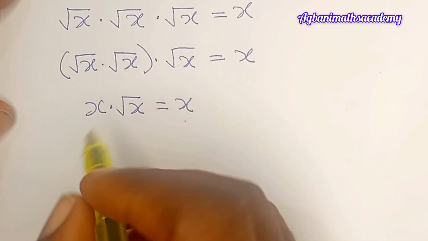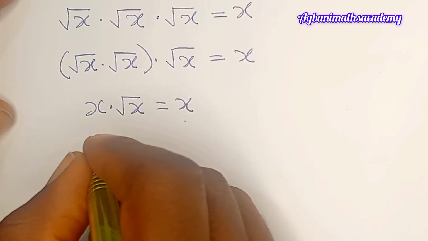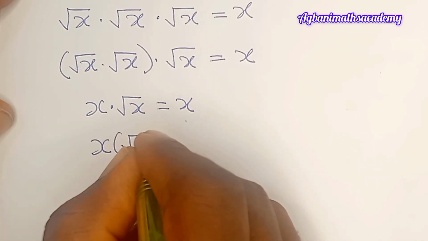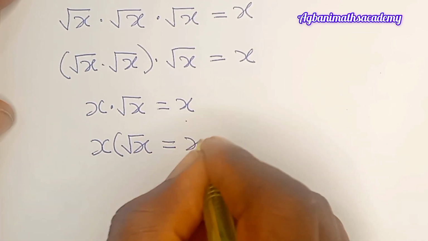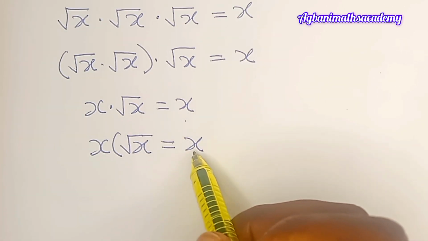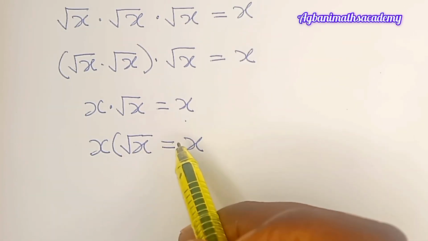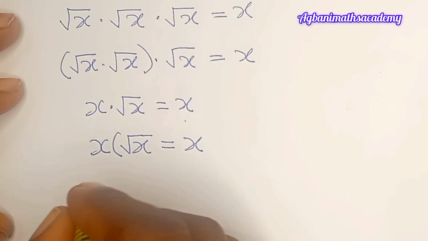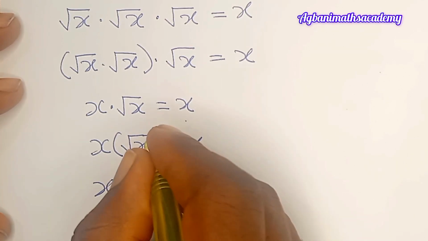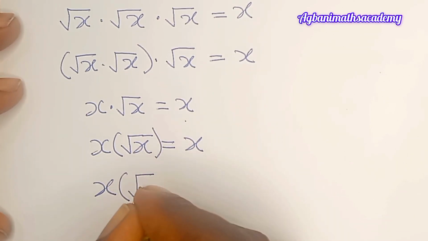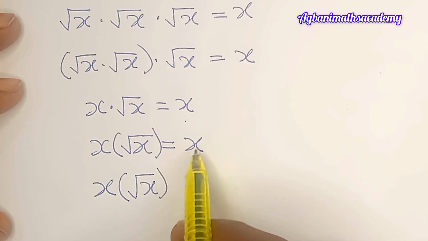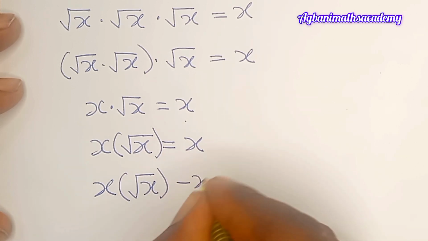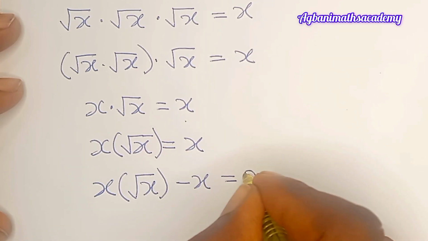So what do we do next? We can just change this to a parenthesis. So x(√x) = x. So at this point, let's move x to this side so that all the values of x will be on one side of the equation. So this will be x(√x). When x moves to the left, it's going to change to minus x. It's now equal to 0.